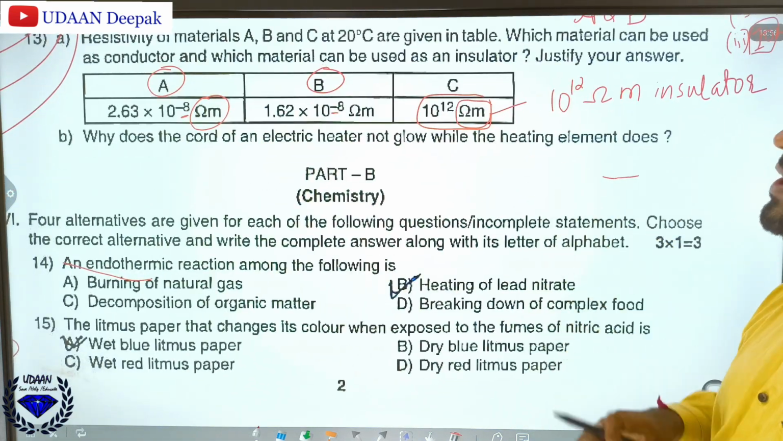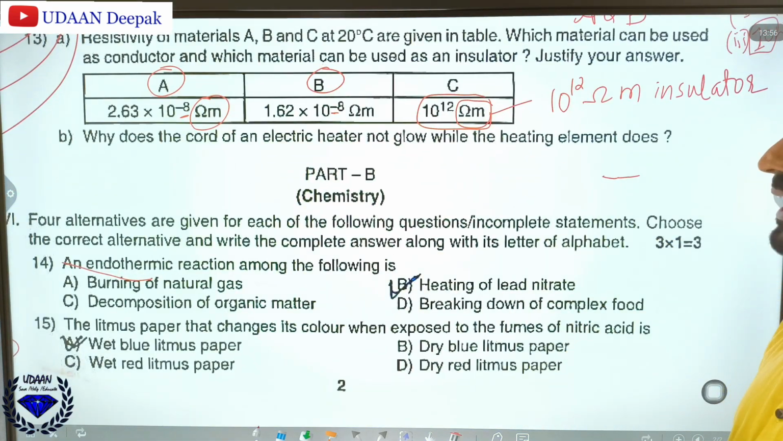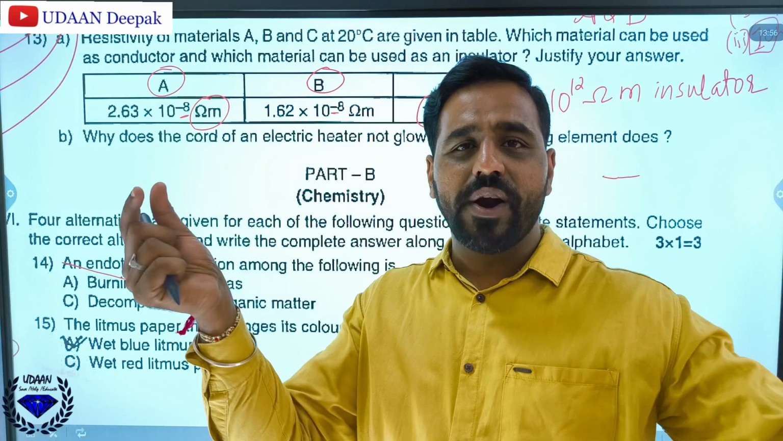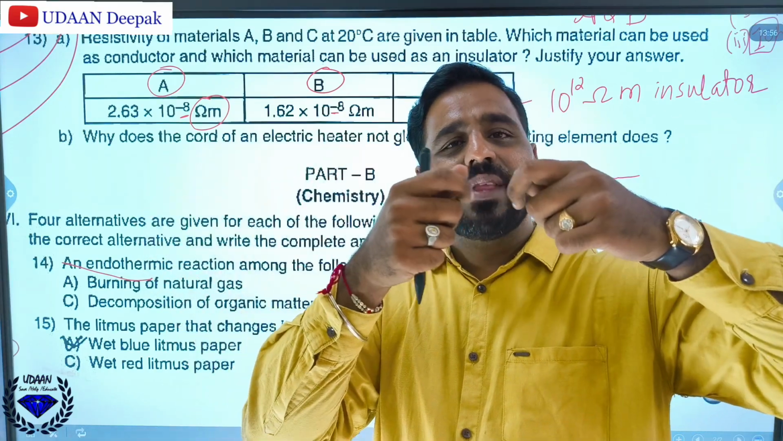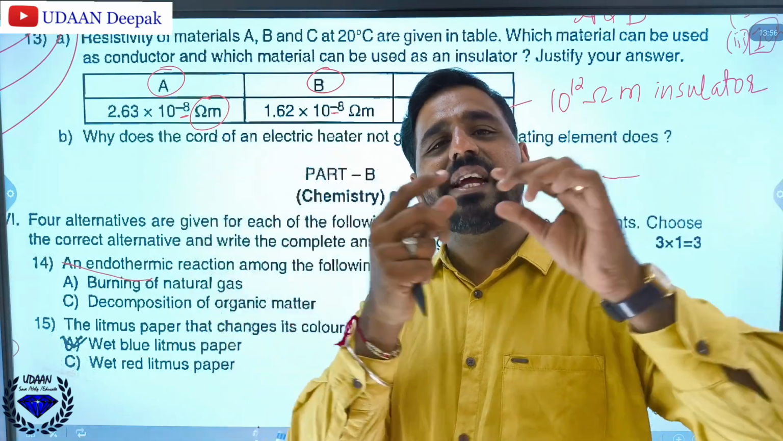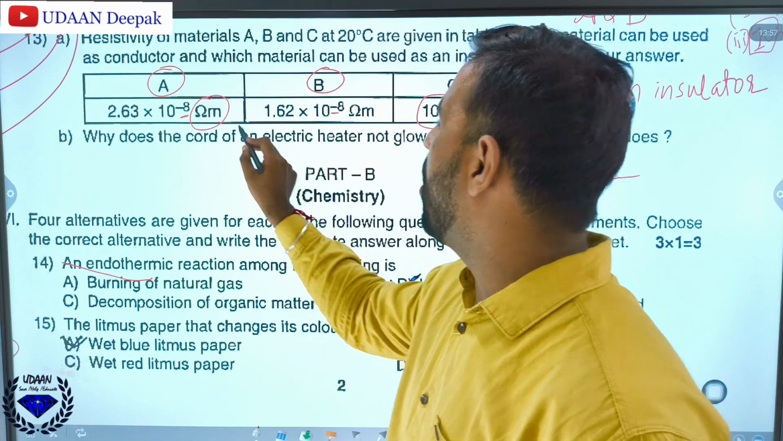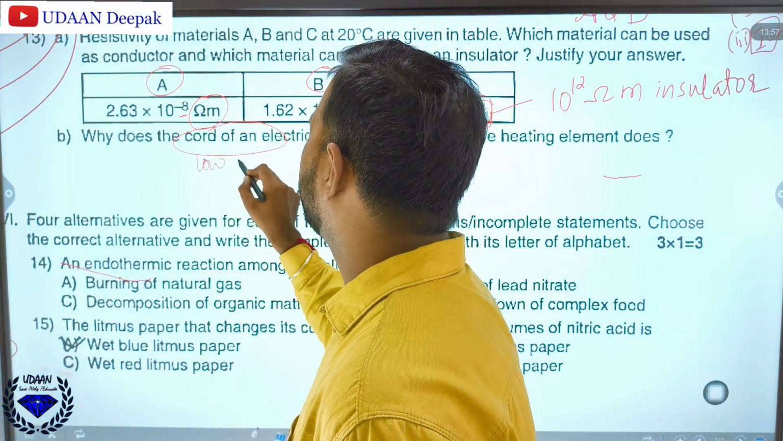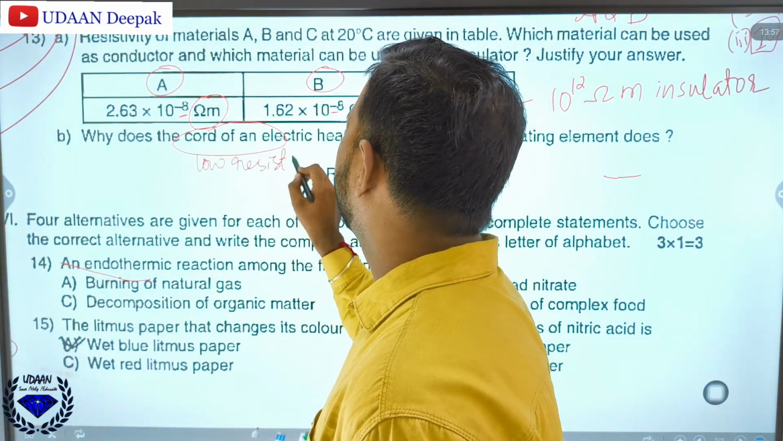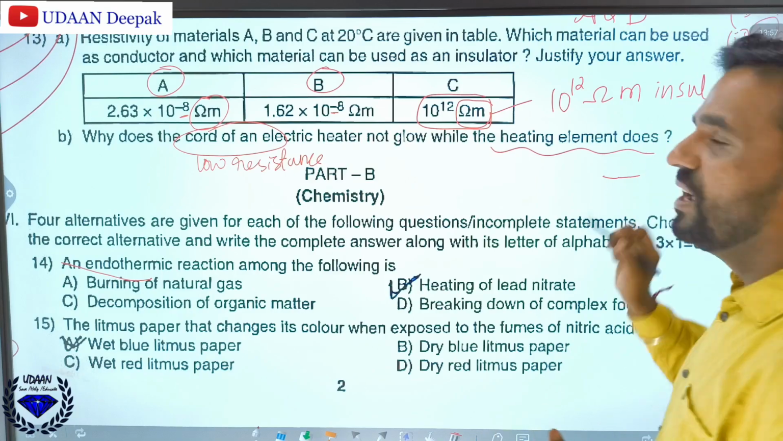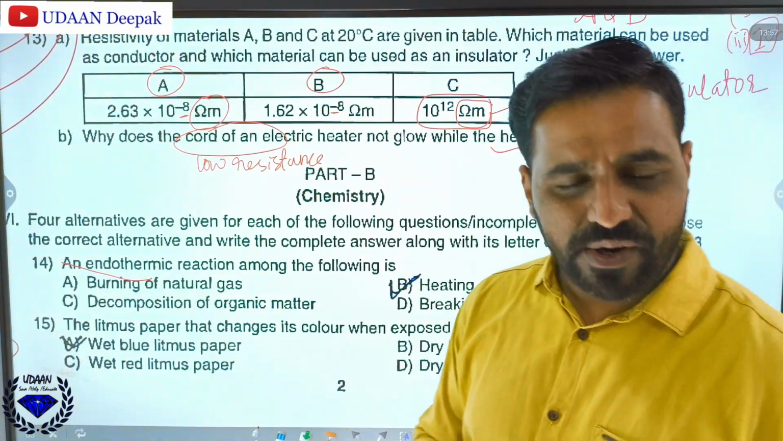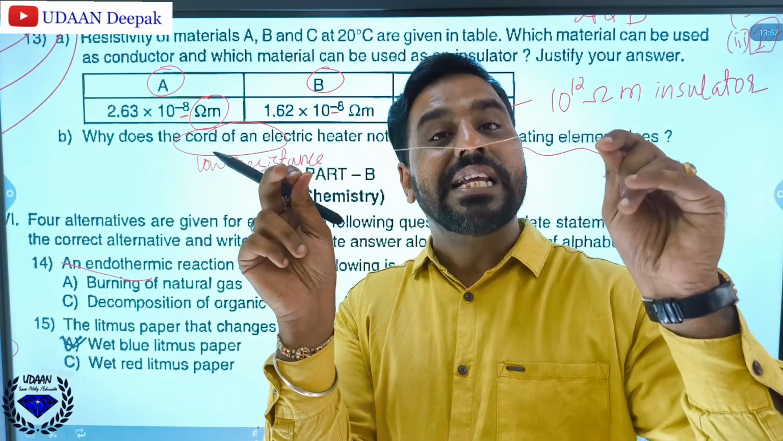Why does the cord of an electric heater not glow while the heating element does? See, the cord. Cord means wire. And the cord will not glow because the cord is made up of low resistance. The cord is having low resistance when compared to the heating element. And you can see the heating element widely used is the chrome wire. It will also glow.